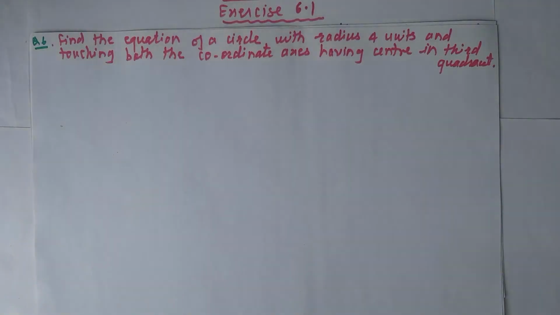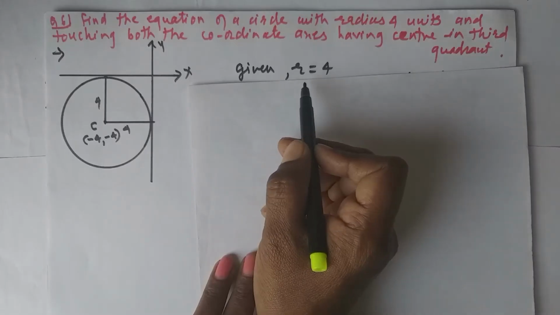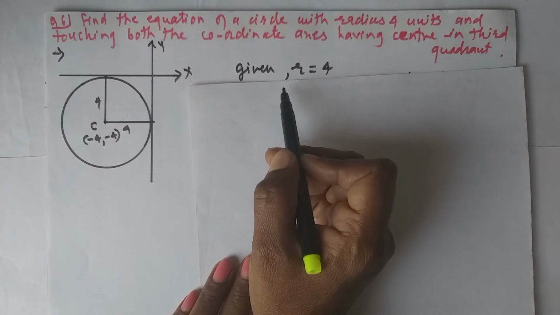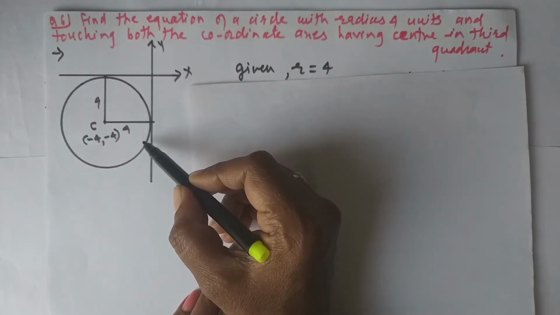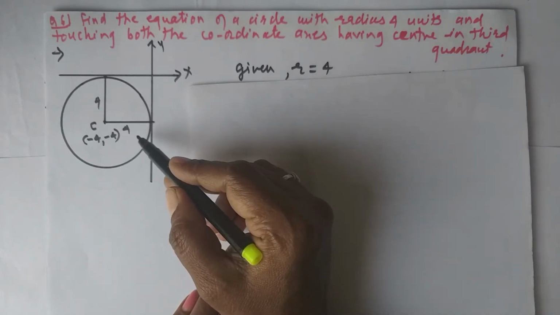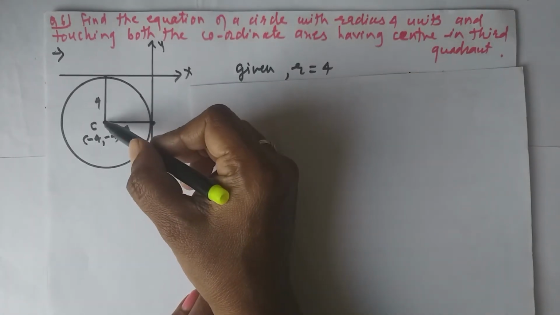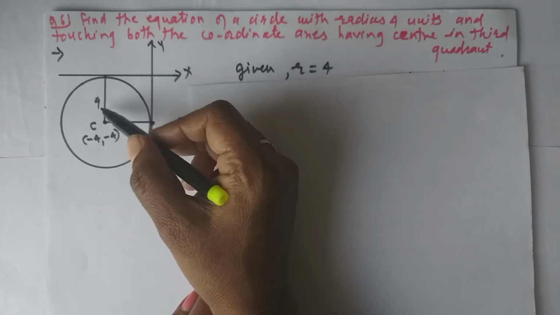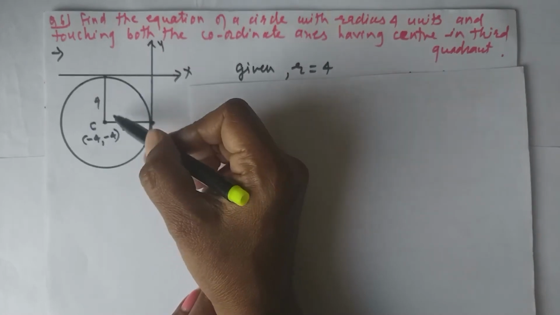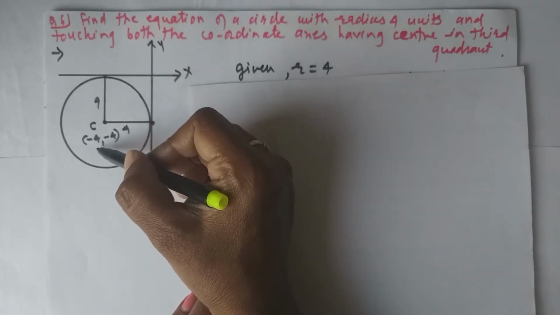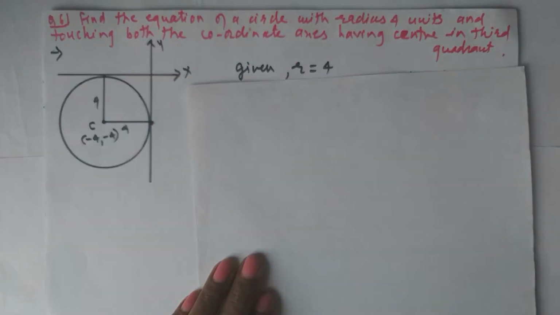Find the equation of a circle with radius 4 units and touching both the coordinate axes, having center in the third quadrant. Here it is given that the radius is 4 units, and from the given information we will draw the rough diagram. The circle touches both the coordinate axes, the radius is 4 units, and it lies in the third quadrant. Now radius is 4 means the distance of the center from the x-axis is also 4 and from the y-axis is also 4. But as the point lies in the third quadrant, therefore the x coordinate and y coordinate both will be negative.